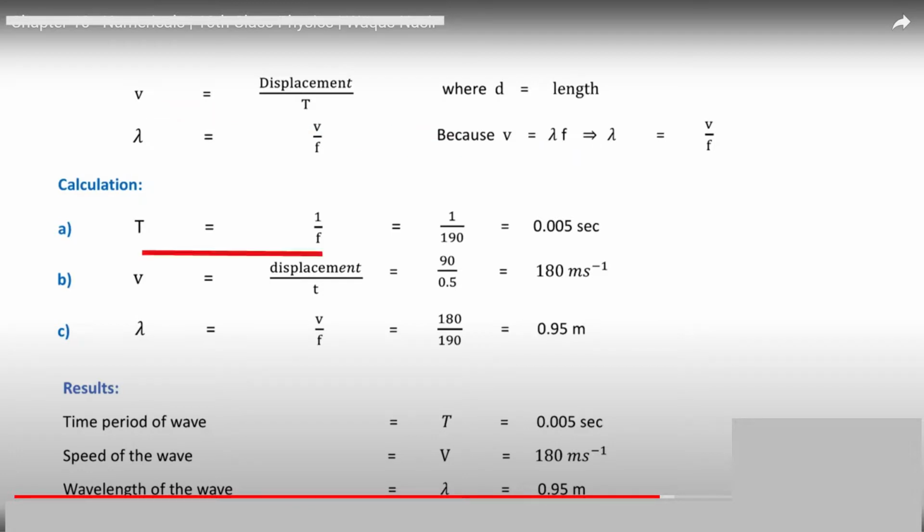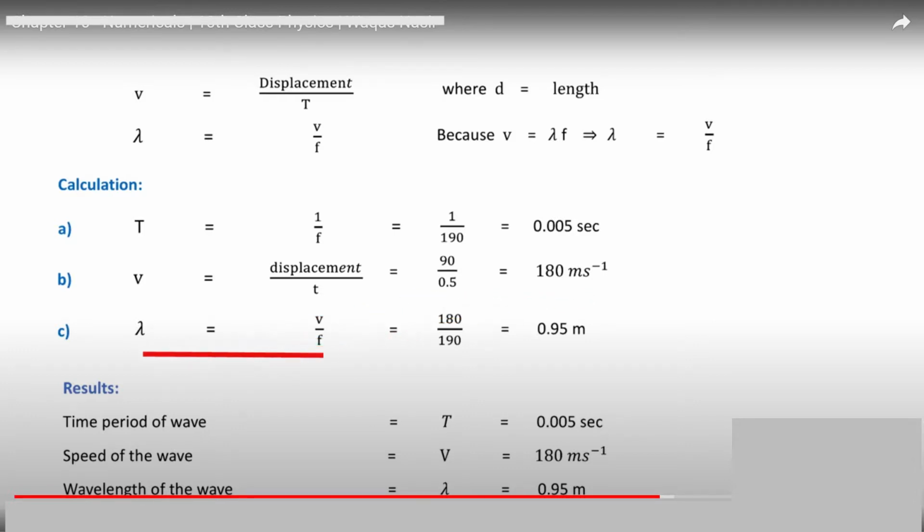So first we will find T, which is the time period. We will put 1 over 190, and we will get 0.05 seconds. Second, we will find the velocity. V is equal to displacement over time. We will put 90 over 0.5 and we will get 180 meters per second.